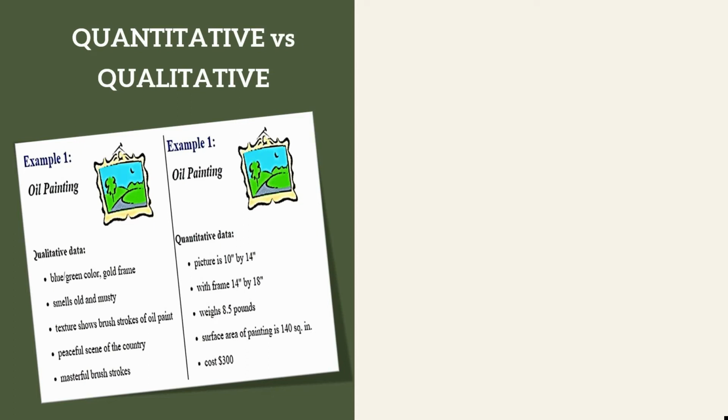In qualitative data, you can say that it is a peaceful scenery of a certain country, while in quantitative data, you can say that the frame measures 14 inches by 18 inches. When we talk about qualities that describe something, it pertains to qualitative data. When there is a number or a certain measurement, that pertains to quantitative data.